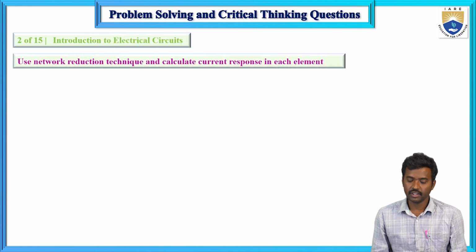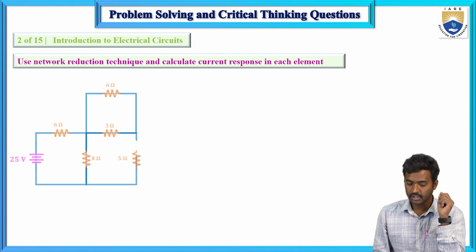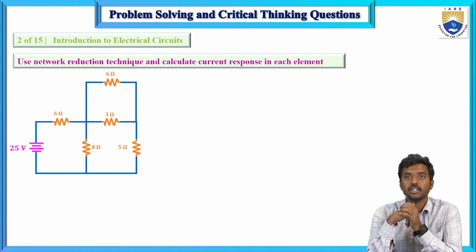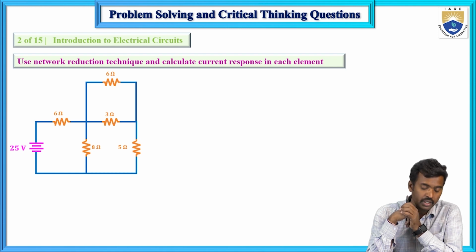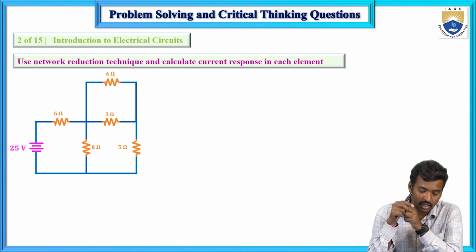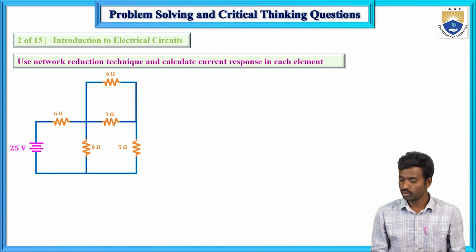use the network reduction technique and calculate the current response in each element. Here, this is the circuit. So in this circuit, we can determine the current flowing through each resistor using mesh analysis. But here use the network reduction technique. Here simply you can apply KVL equations in each mesh, and you can determine the mesh currents. After that, current flowing through each resistor in terms of mesh currents you can determine. But here use network reduction techniques only. Network reduction techniques means series parallel combination, after that, current division and voltage division rules.